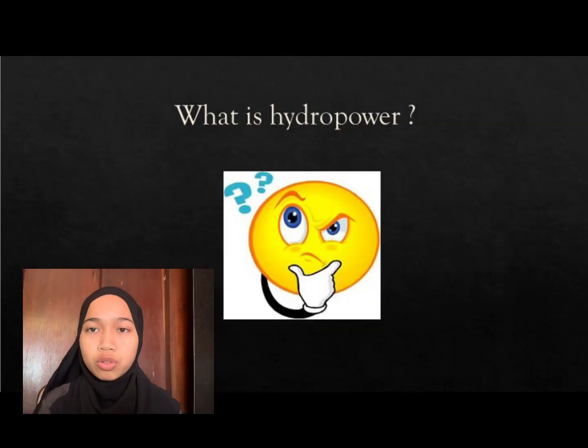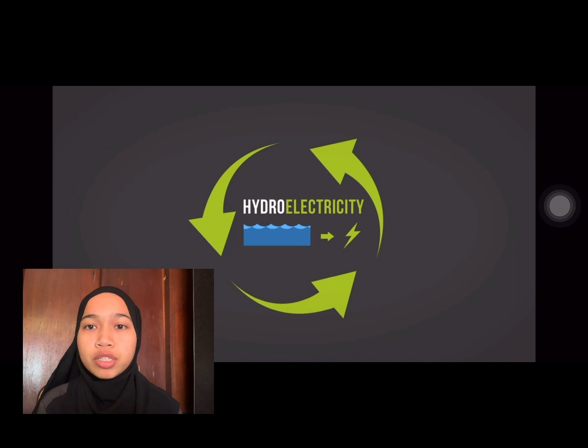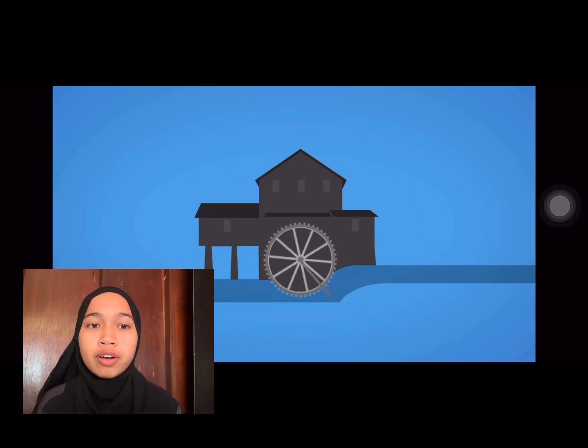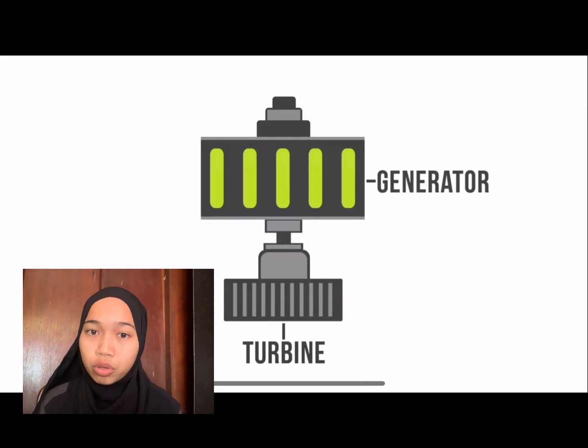Okay, first we need to know what is hydropower. Hydropower refers to the conversion of energy from flowing water into electricity. It is considered a renewable energy source because the water cycle is constantly renewed. One of the first uses of hydropower was for mechanical milling. But today, modern hydro plants produce electricity using turbines and generators.